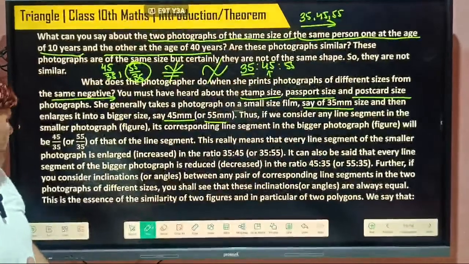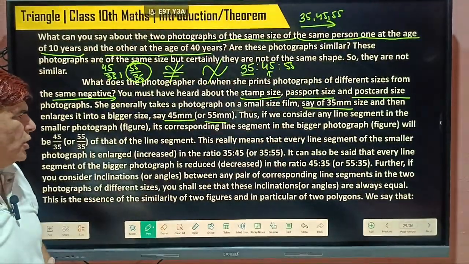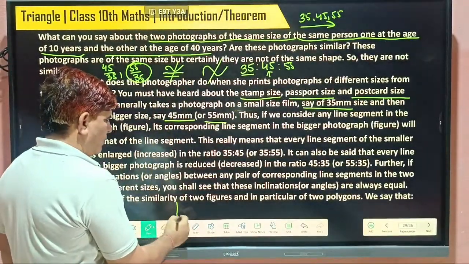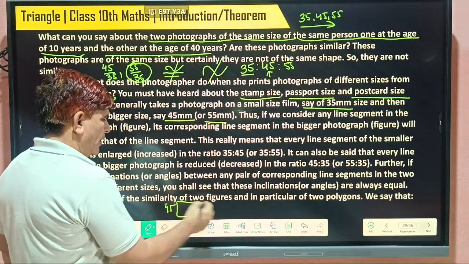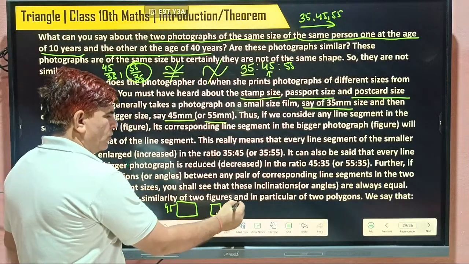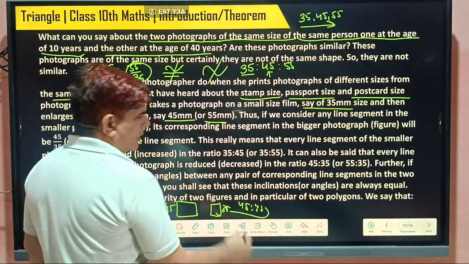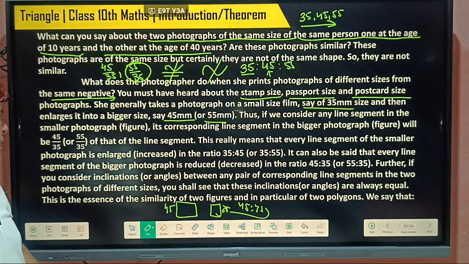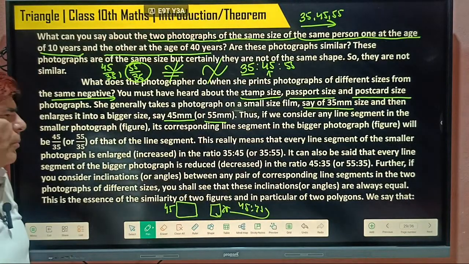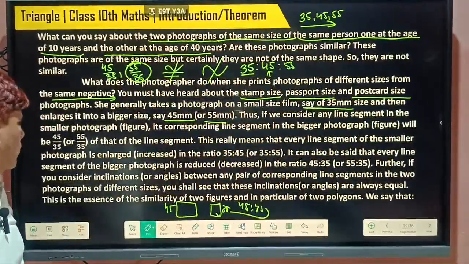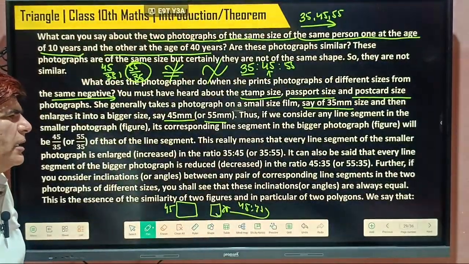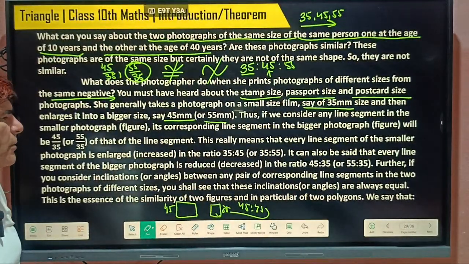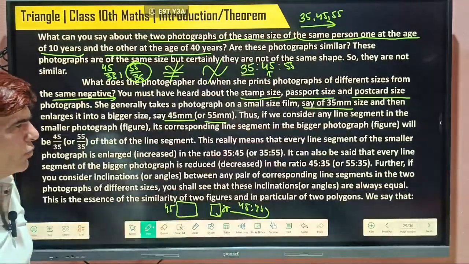It can also be said that every line segment of the bigger photograph is reduced in the same ratio. If we have a bigger photograph of 45 centimeters and we reduce it to 35, then also the ratio is 45 by 35. Further, if you consider the inclination between any pair of corresponding line segments in the two photographs of different size, you will see that these inclinations are always equal. This is the essence of the similarity of two figures, and in particular of two polygons.